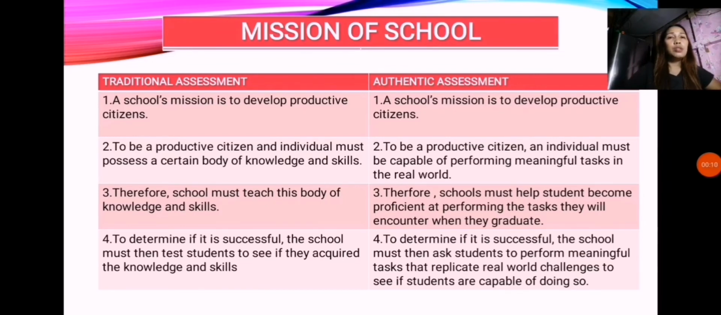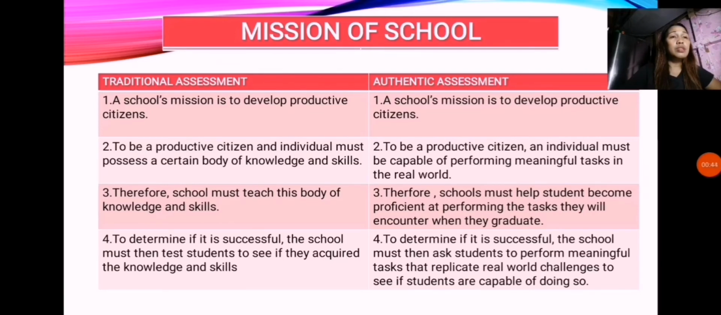Number 1, a school mission is to develop productive citizens. Number 2, to be a productive citizen, an individual must possess a certain body of knowledge and skills. Number 3, therefore, school must teach this body of knowledge and skills. Number 4, to determine if it is successful, the school must then test students to see if they acquire the knowledge and skills. While in authentic assessment, number 1, a school mission is to develop productive citizens.